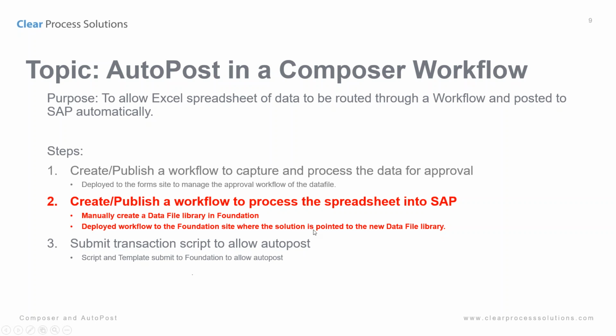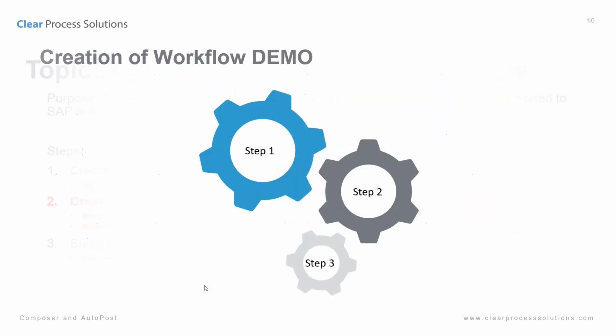And so that was the second step we did, where we updated the SharePoint column to say, hey, I auto-posted this. Was it successful or not successful? And that wait node that we created up here is waiting for that field to get populated. Okay. Now we have one more step we have to do, and that is we have to submit the transaction script that we're going to use in this process. So let's go to step 3.